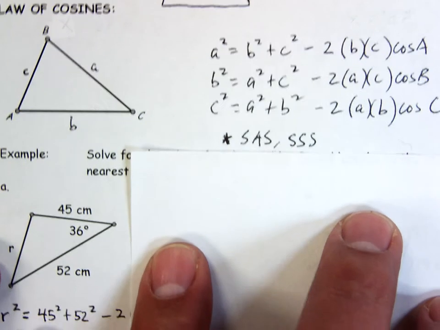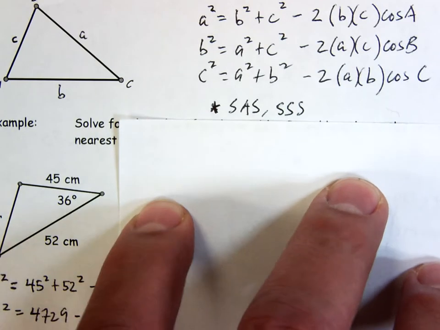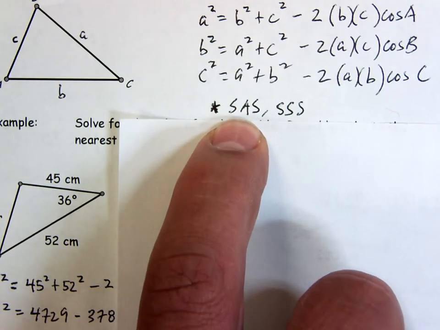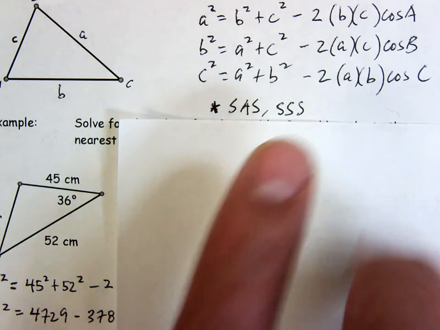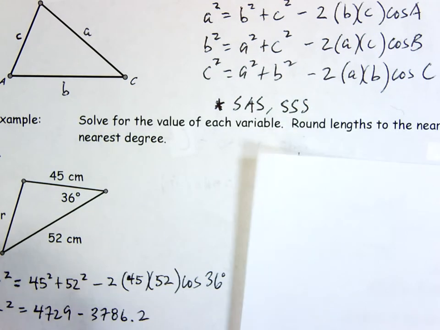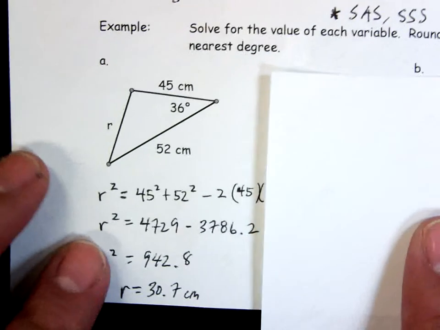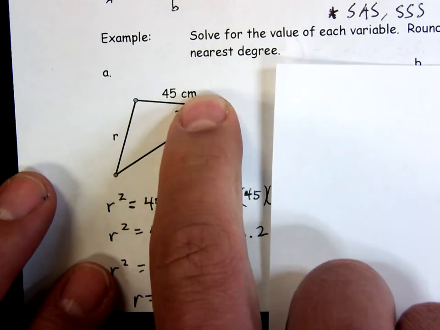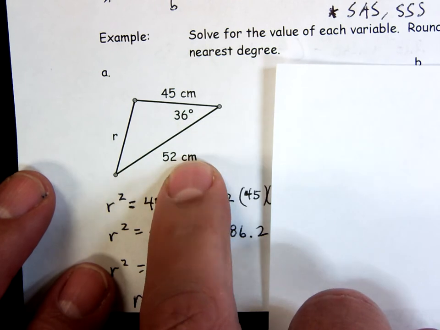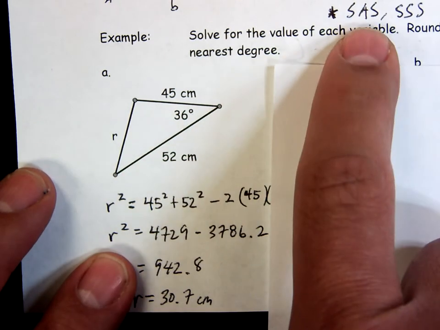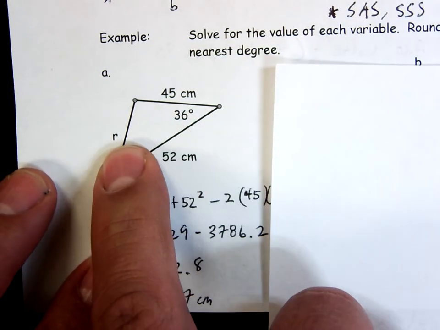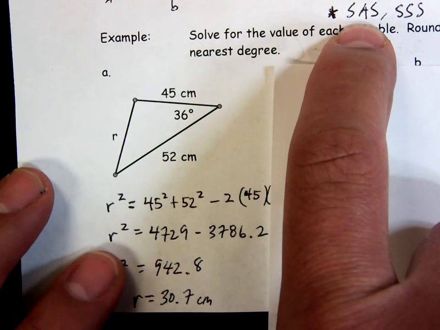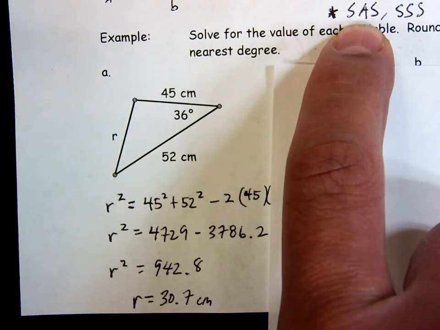When do we use law of cosines? We use law of cosines when I have side angle side and side side side. Okay, so here we go. Here's my first problem. Okay, so I am given a side, I'm given an angle, I'm given another side. That matches right here with side angle side. And I'm trying to find this piece. So if I'm given side angle side, I want to be using law of cosines.